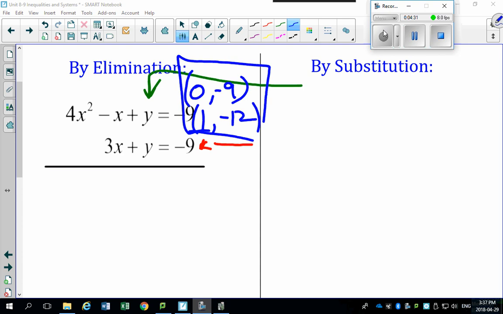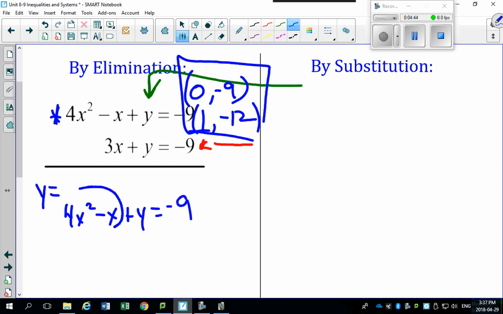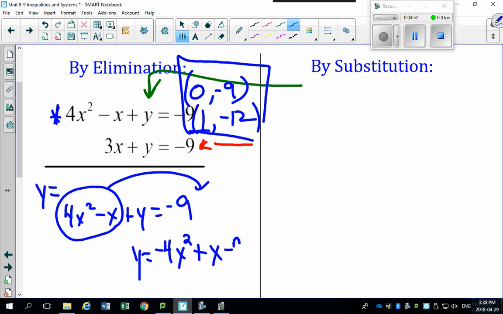So what you have to do is remember your calculator is in a y equals format. So let's take this first guy here and convert it to y equals. So this is 4x squared minus x plus y equals negative 9. All you have to do is bring this stuff over to the other side. So y equals negative 4x squared plus x minus 9 is your first equation.